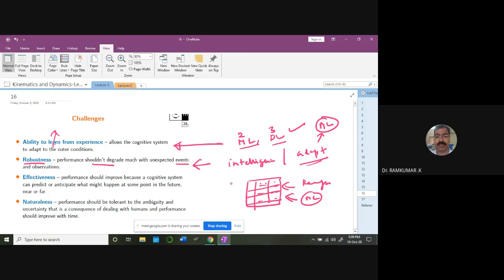That kind of problem you can address in your research, in the ML and DL domain, computer vision applications. You can study this kind of robustness issue. Effectiveness should be improved, because a cognitive system can predict or anticipate what might happen. And then naturalness: the robot should not be an odd man out among us. It should mingle with us. We should not feel its presence. That's the kind of naturalness we are talking about.